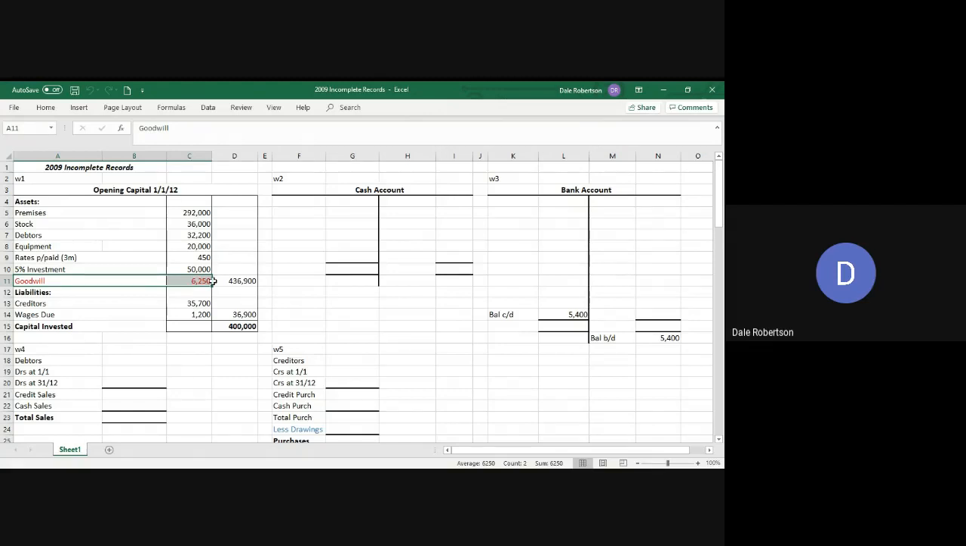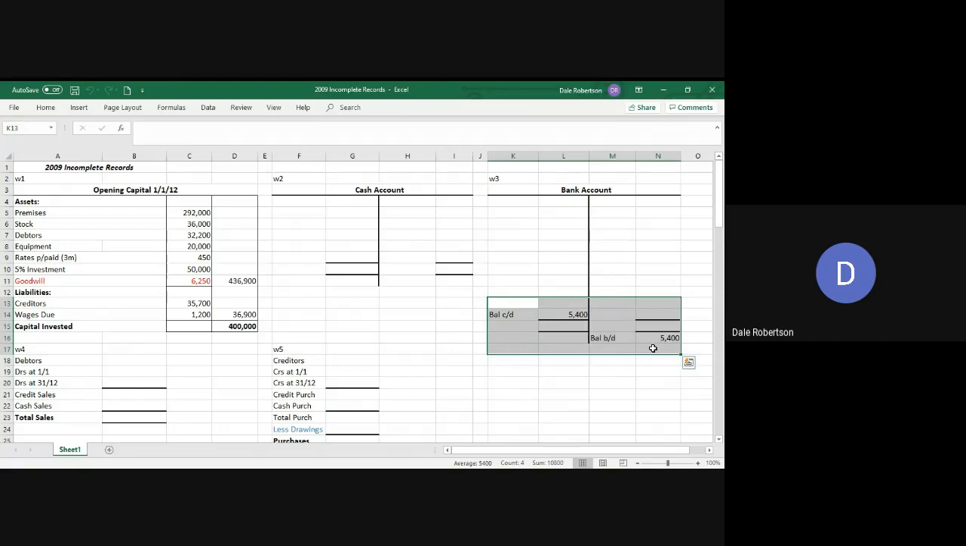Now, I say to you that you do not need to do a cash account or a bank account, but be careful here. The reason we don't need to do a bank account is because we have been given this 5,400 at the end of the year. If you look at your question, you will see the second last figure in the whole question tells you there is a bank overdraft of 5,400, and that is a credit balance of 5,400.